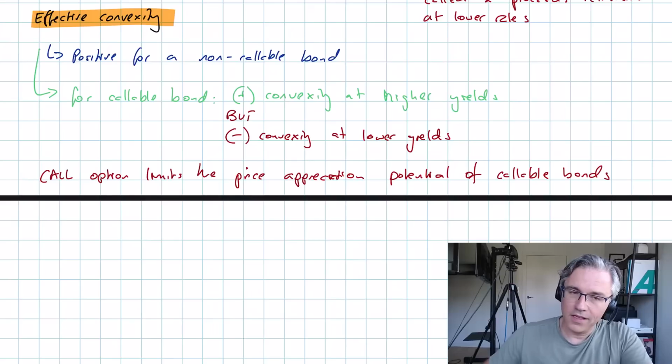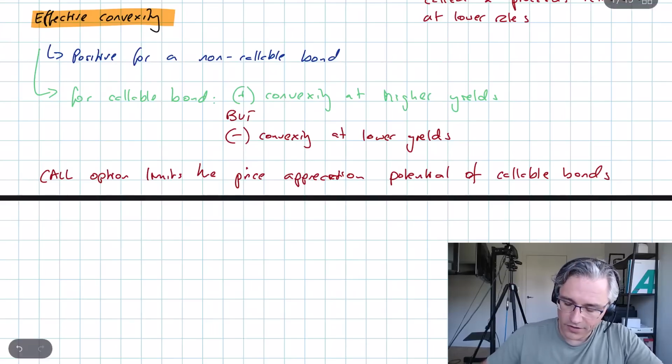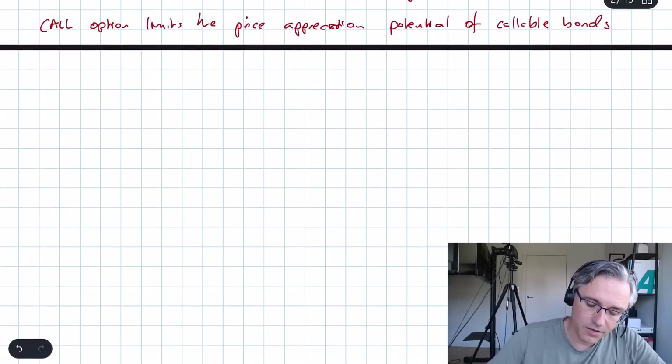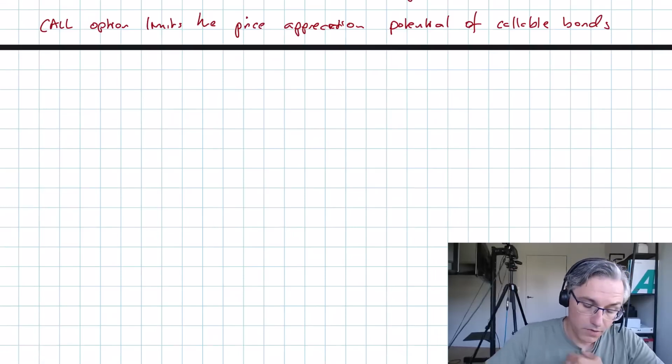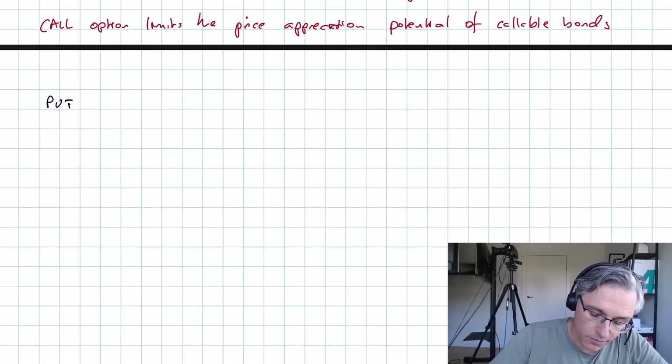Now, let's do something similar for the other type of option that may be built into a bond. That's a put option. So we are now switching our attention to puttable bonds.